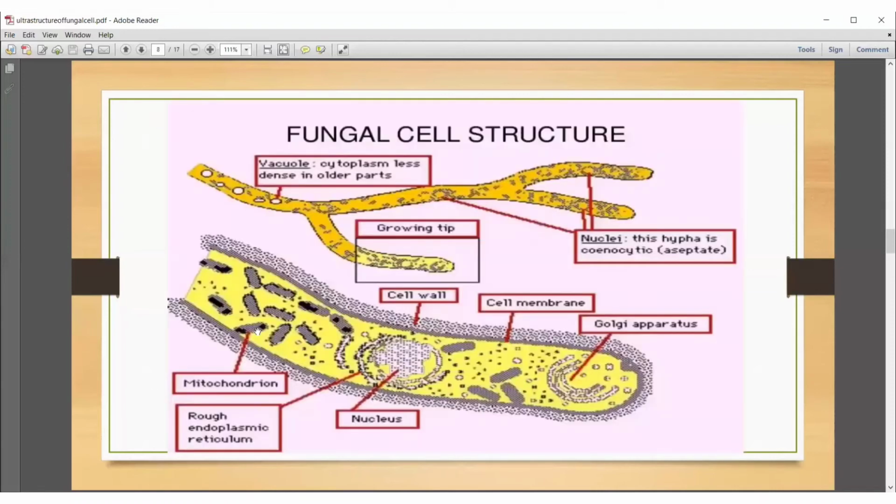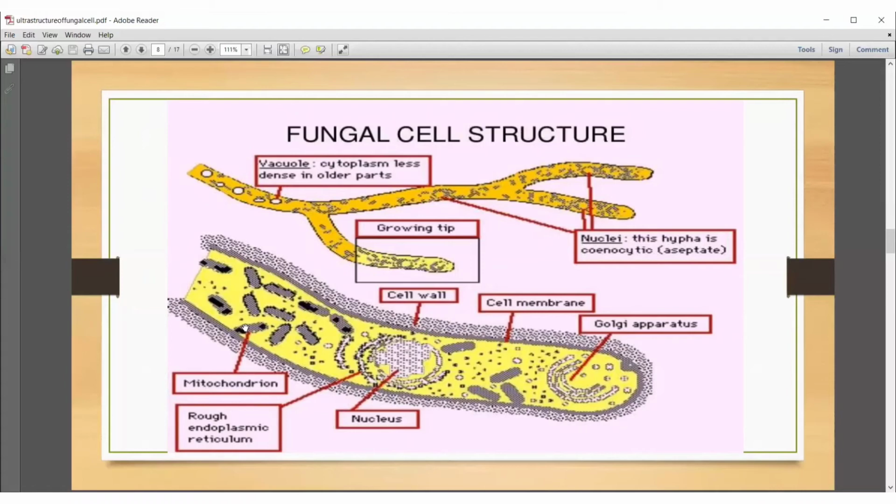Okay. Next is the fungal cell wall structure. Here we can find different parts of the cell organelle. First is the cell wall, which is separated from the cell membrane. Next one is mitochondria.